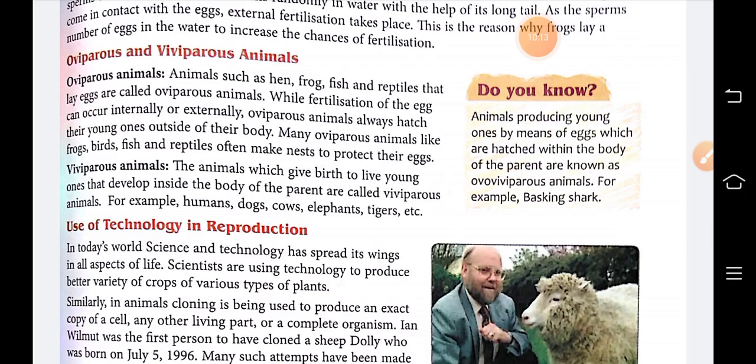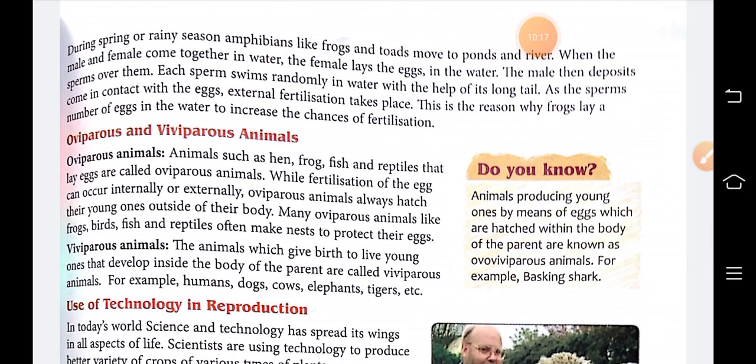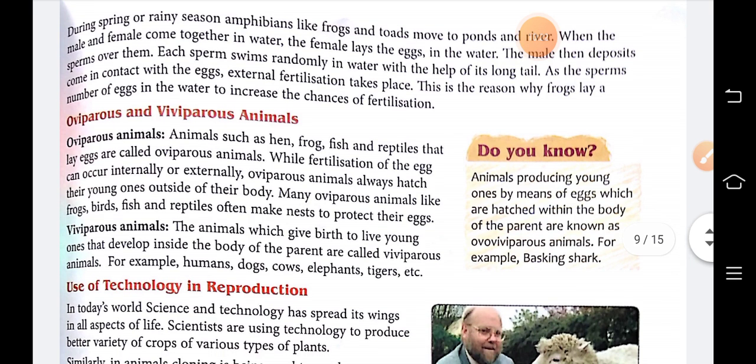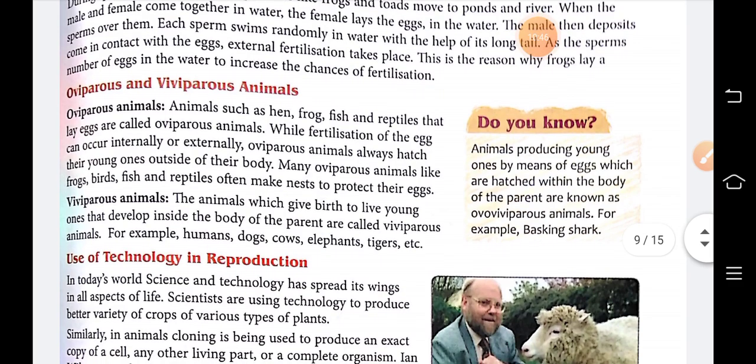Then viviparous animals are the animals which give birth to live young ones. The development of the young ones takes place inside the body of the parent, and they are known as viviparous animals. For example, all the mammals, humans, dogs, cows, elephants, tigers, they give birth to their babies and take care of them.